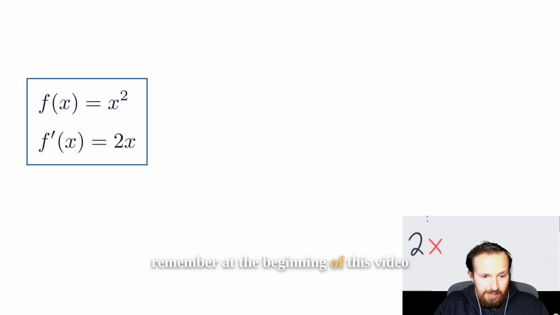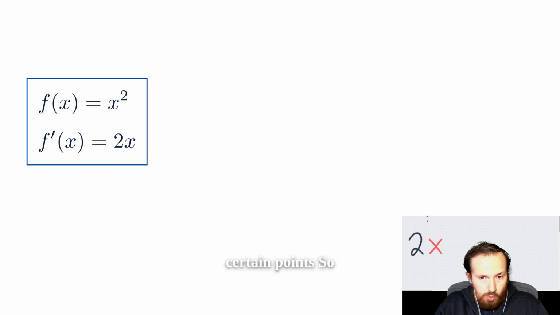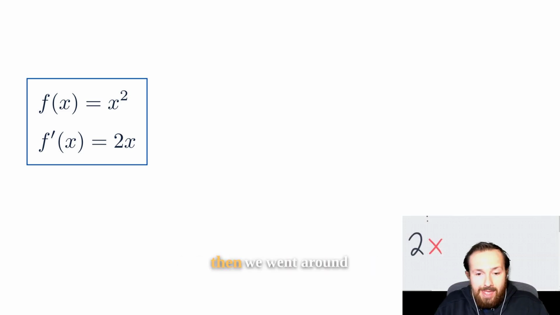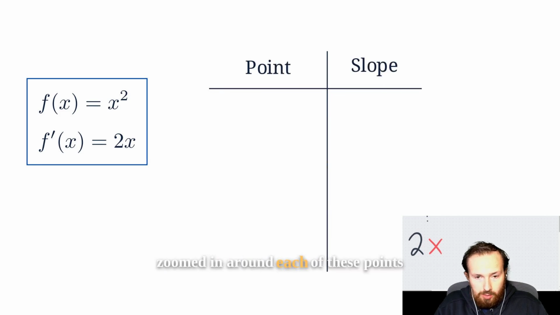And remember, at the beginning of this video, we actually kind of found those out through common sense. Basically, we just zoomed in to this actual curve, y equals x squared, or f of x equals x squared, around certain points. So we went around 0, 0, and we got a slope of 1. We went around 1, 1, and actually we got a slope of 2, not 1. And then we went around the point 2, 4, and we got a slope of 4. So because we zoomed in around each of these points and confirmed that these are the slopes, this is what we found. But I guess there's a lot of points that we didn't zoom in around.